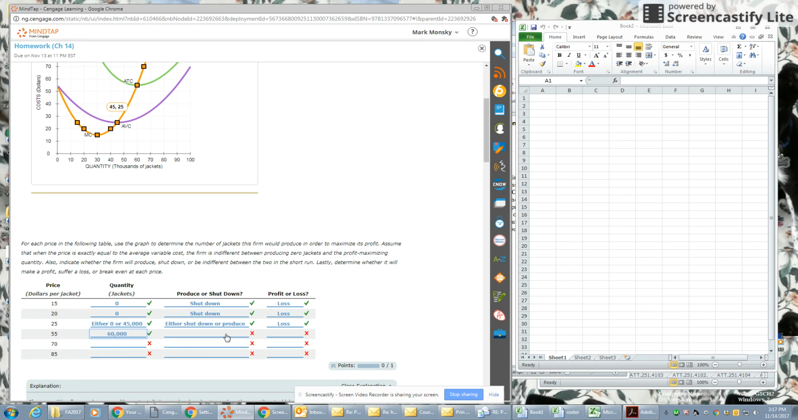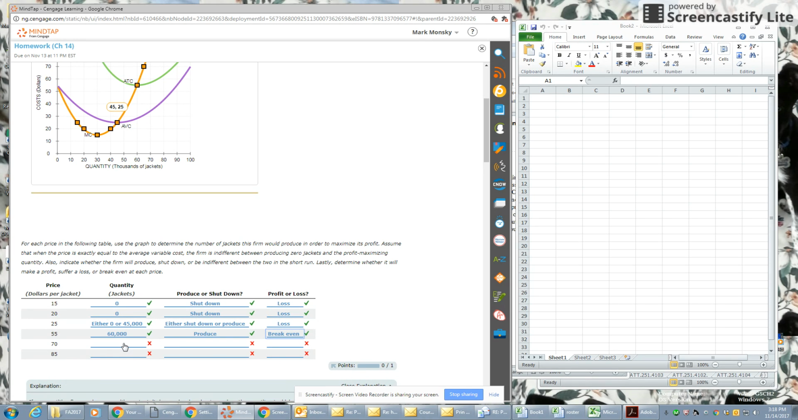Now, at this price level of $55, they're going to be breaking even. This is a situation where they're definitely going to be producing, because they're covering all of their variable costs and all of their fixed costs. So they're making accounting profit in this situation, but they're making zero economic profit, because at that price of $55, it's equal to average total cost. So this is a break even.